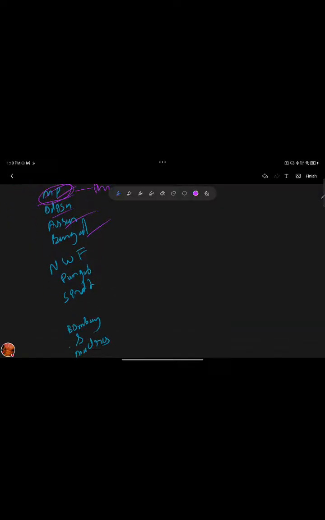Then these three are from the northwest frontier side, the west side: Northwest Frontier, Punjab, Sindh. Then these are the coastal ones, Bombay and Madras.